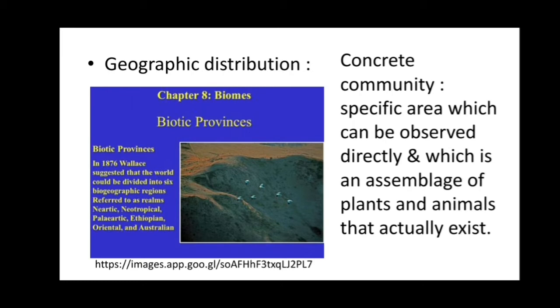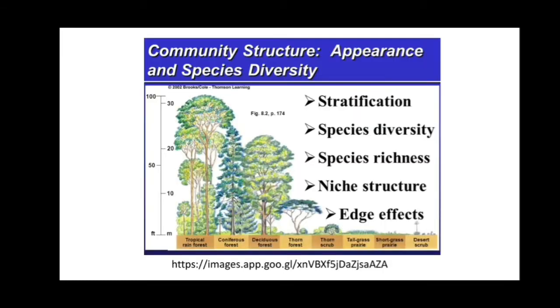So these are the classifications of community depending on composition, availability of water, and geographical distribution, right? So the next one is community structure in appearance and specific diversity. In that: stratification, species diversity, species richness, structure and age effect, right?